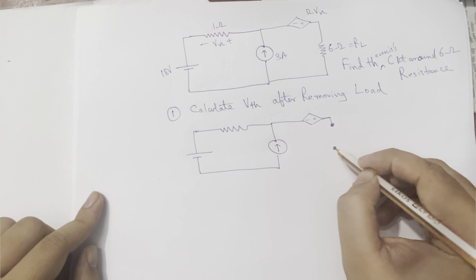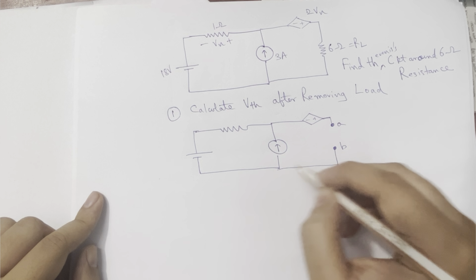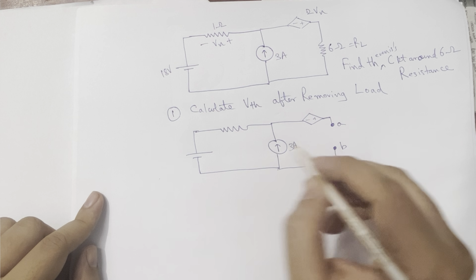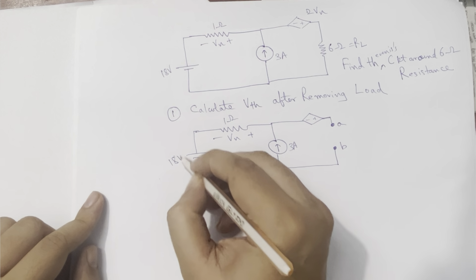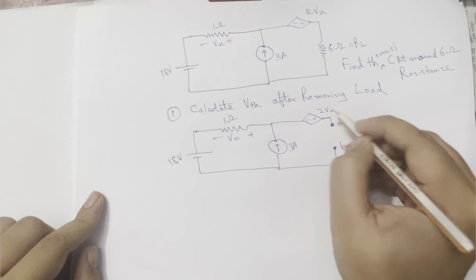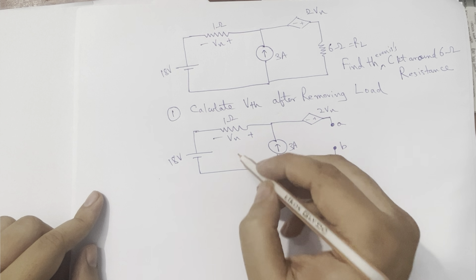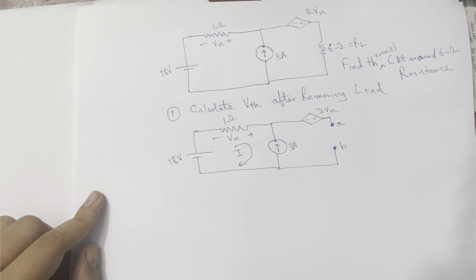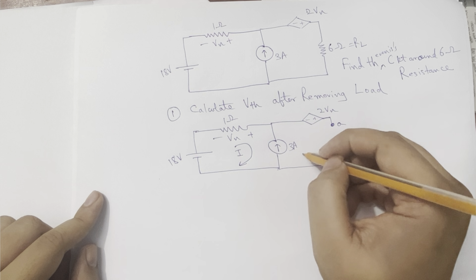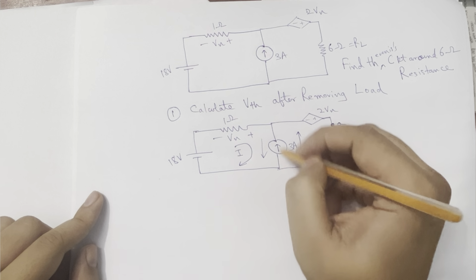So the load was present in between these two terminals, A and B. It's 3 amperes, 1 ohm, minus plus Vx, this is 18 volts, 2 Vx. Now this is an open circuit, so no current will flow in this mesh. Let us assume the current to be I in this mesh. So 3 ampere current is flowing upwards and I is flowing downwards in this branch.